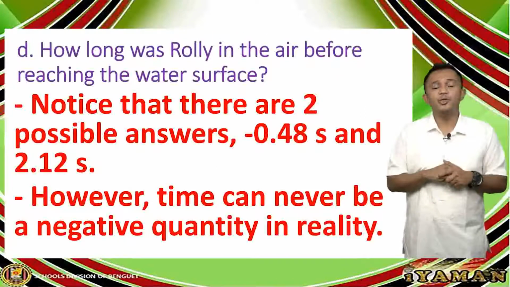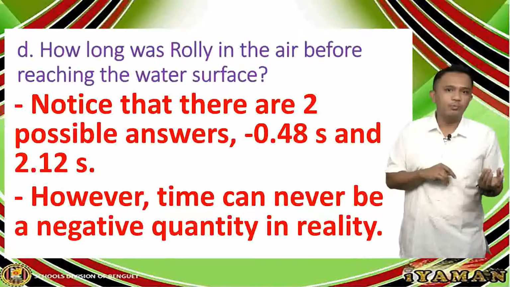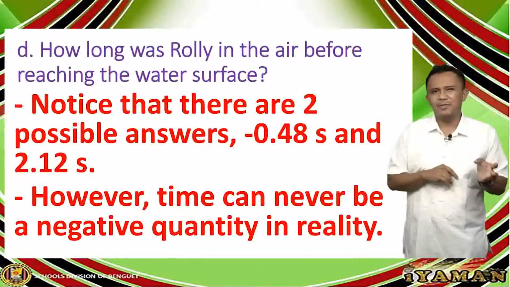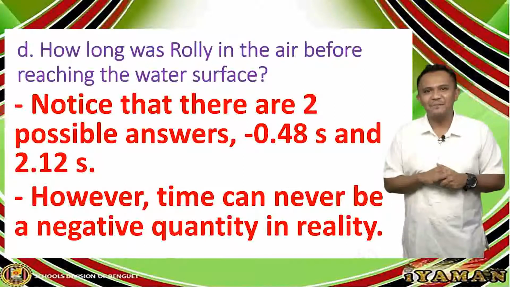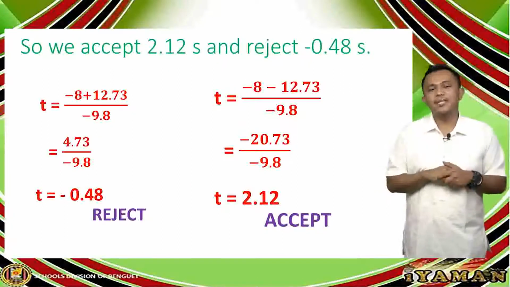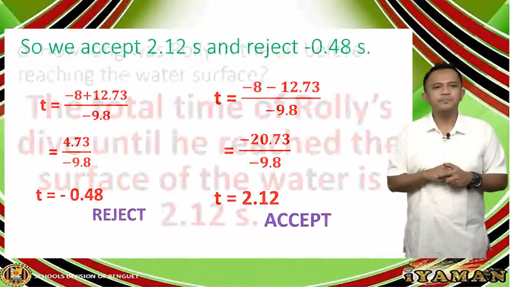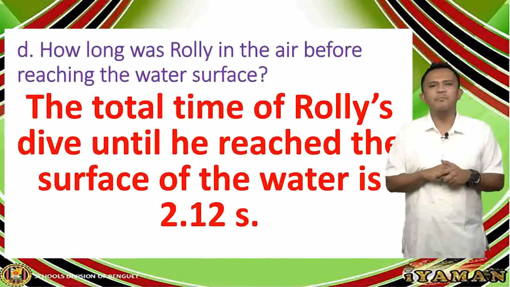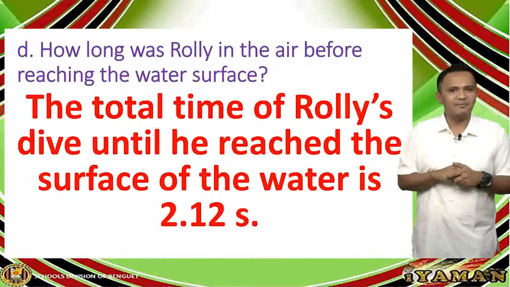Notice that there are two possible answers, negative 0.48 seconds and 2.12 seconds. However, time can never be a negative quantity in reality. So, we accept 2.12 seconds and we reject negative 0.48 seconds. The total time of Rolly's dive until he reached the surface of the water is 2.12 seconds.